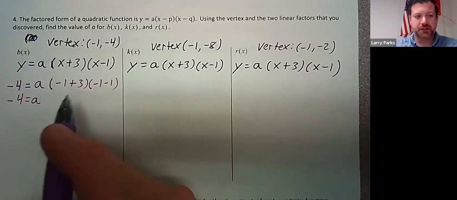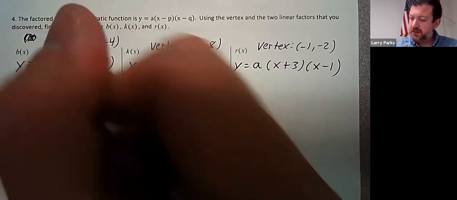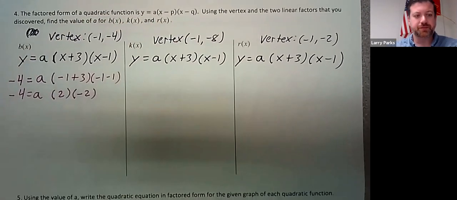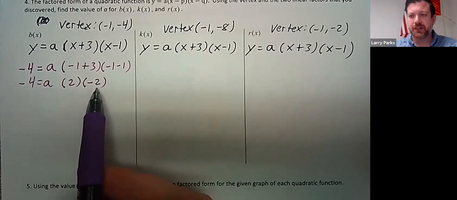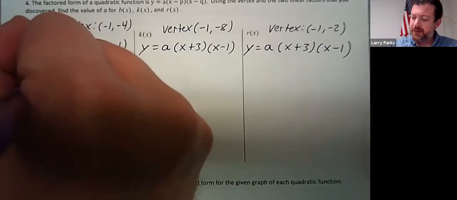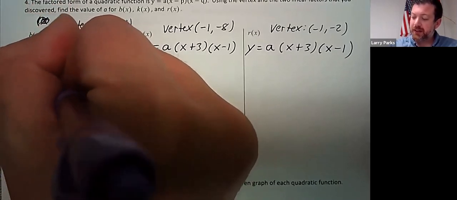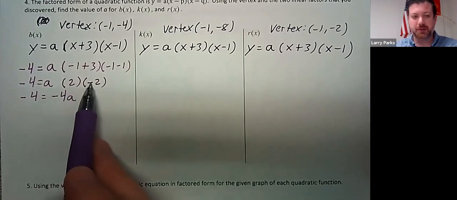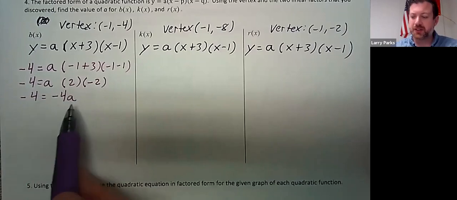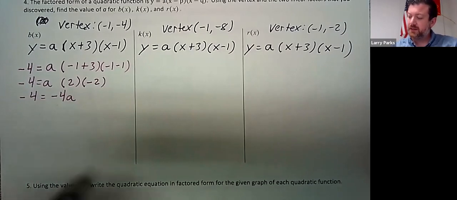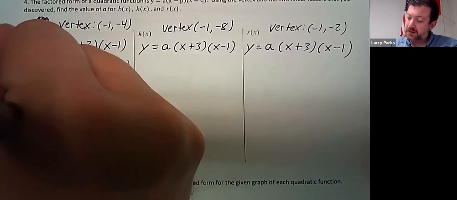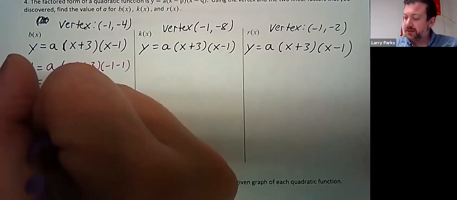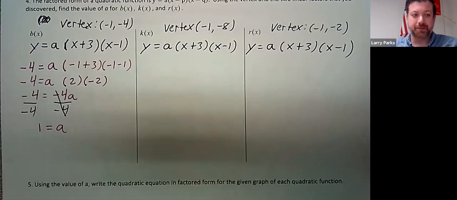-1 plus 3 is 2. -1 minus 1 is -2. And then 2 times -2 is -4. So I have -4 equals -4a. All I did was put 2 times -2 in front of a. And then I'll divide both sides by -4. And -4 divided by -4 is 1. So I say a is 1.